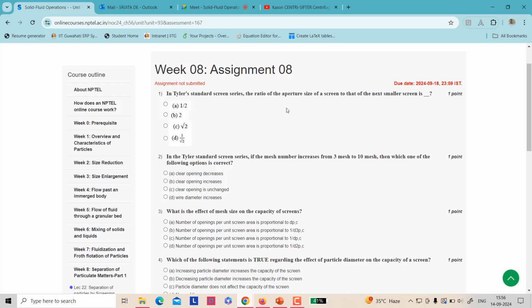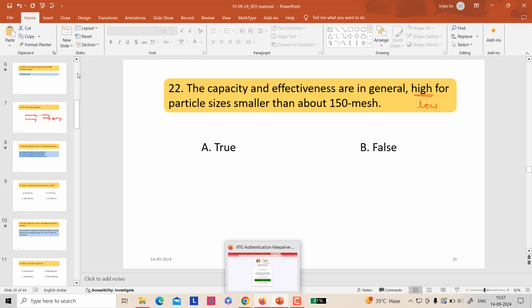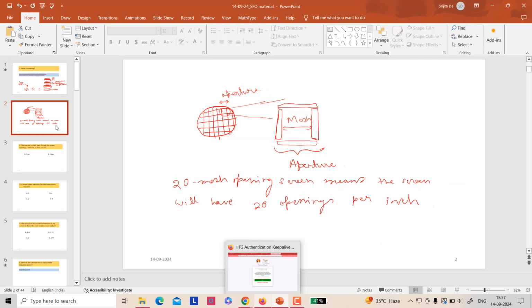In the Tyler standard screen series, if the mesh number increases from 3 to 10, which of the following options is correct? Clear opening decreases, right? So when the mesh number increases, the aperture or openings will be reduced, as I have shown you in the first slide.